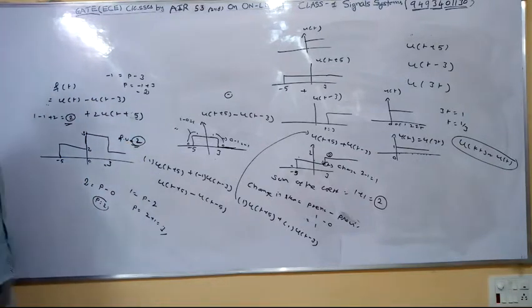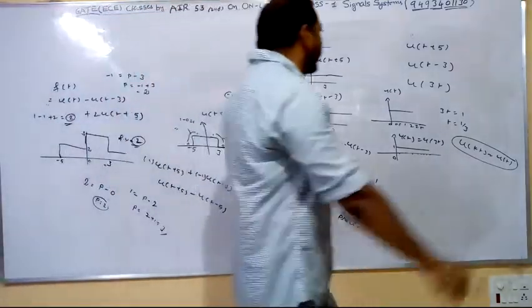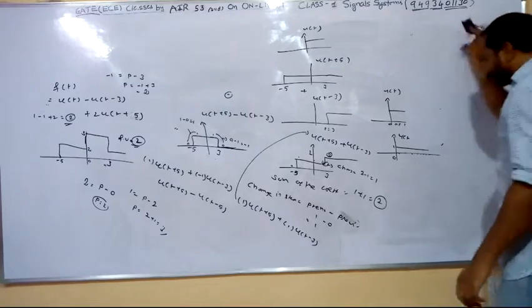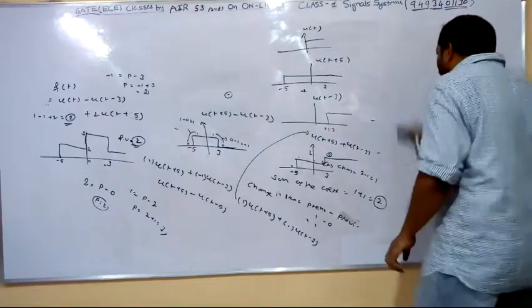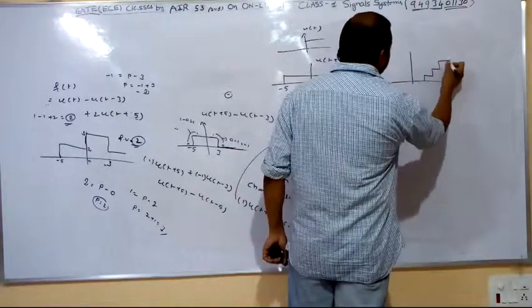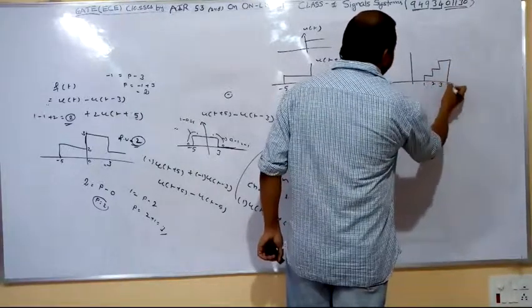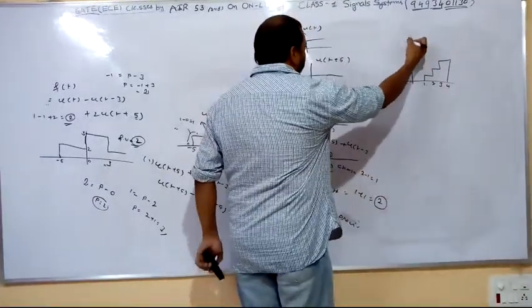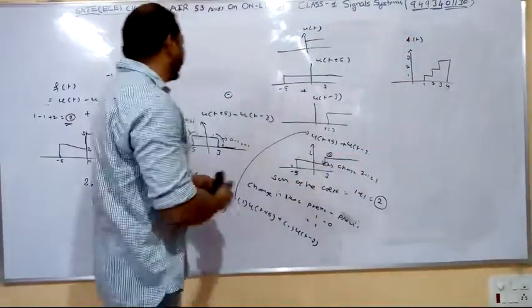Suppose the signal is represented like this. Write down the expression in the form of steps. The signal representation is given like this: at t equal to 1, 2, 3, 4, the corresponding amplitudes are 1, 2, 3. This is your f of t. They ask you to represent the signal f of t in the form of steps.